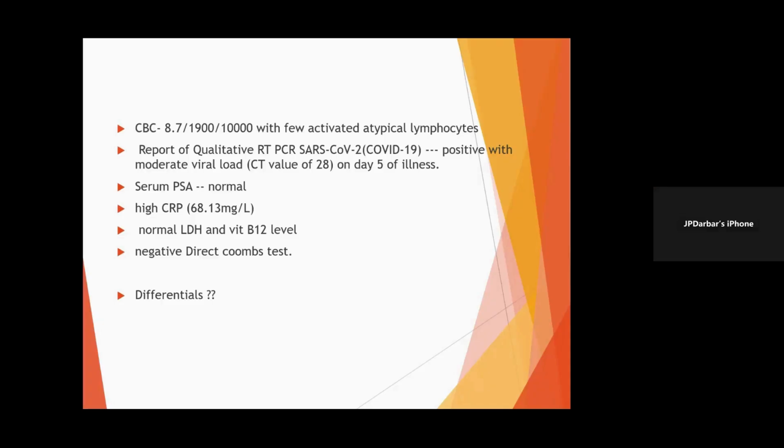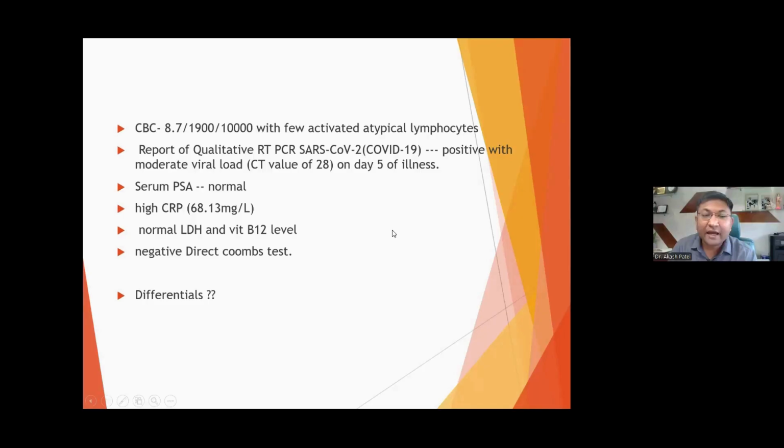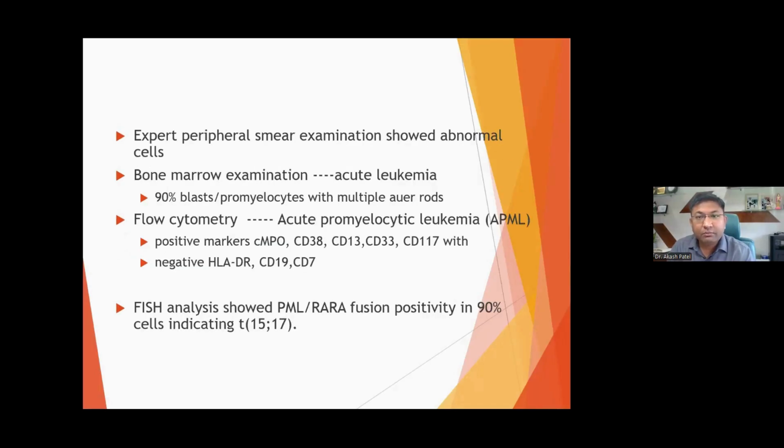Okay. So due to this atypical lymphocyte, we have to do a bone marrow examination, and it may be suggestive of leukemia also. The peripheral smear was suggestive of abnormal cells, and in the bone marrow we found 90% promyelocytes with multiple Auer rods. So we did flow cytometry. There was APML, acute promyelocytic leukemia, in a 78-year-old with COVID-19 positive and previous history of prostate cancer.